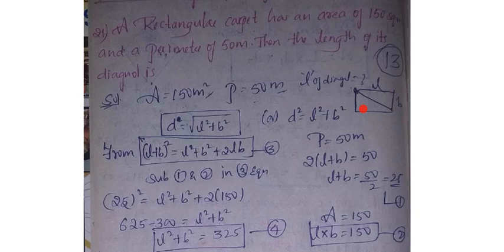Next, what is the relation between the diagonal and the sides of the rectangle? You know that d square equals L square plus B square. L means length, B means breadth, D means diagonal. Or simply we can write this as: if I send the square to the other side, what will it become? D equals square root of L square plus B square. Now substitute the values in this.